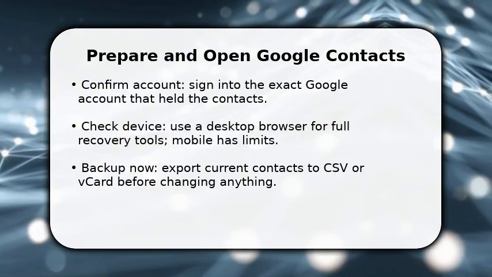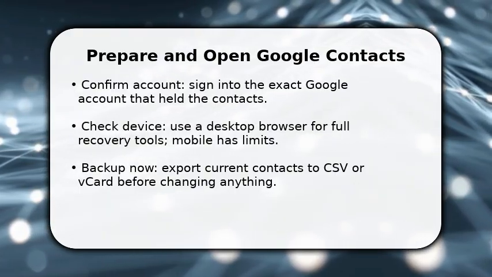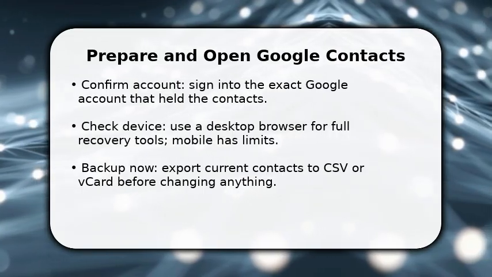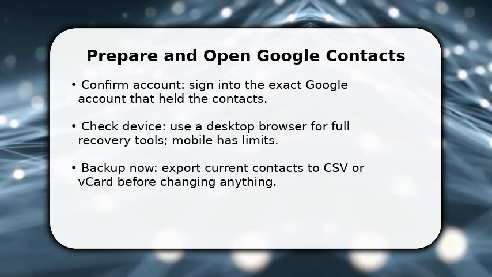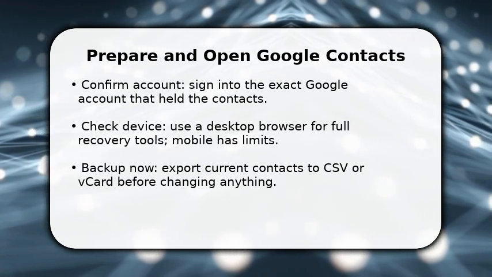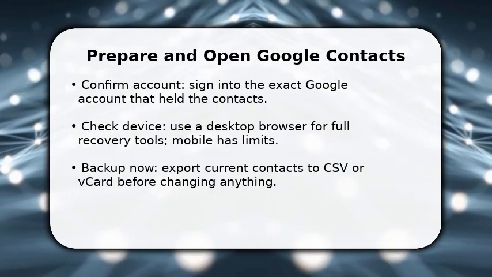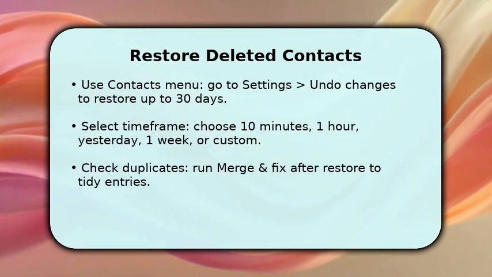Make sure sync is active on your phone so deletions or restores propagate. If sync is off, enable it in settings. Now you're ready to access the restore history and recovery options. Open Settings in Google Contacts and pick Undo Changes. This lets you roll your entire contacts list back up to 30 days.